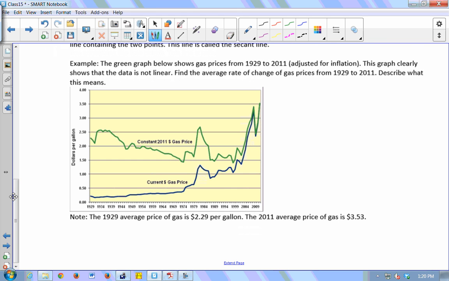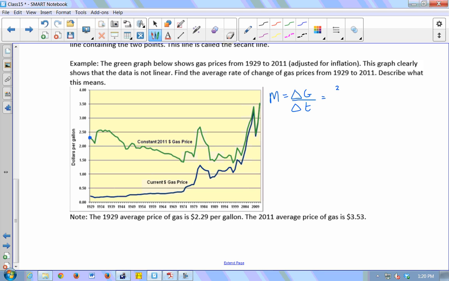Okay, so it's hard to tell what this says. That price is somewhere between $2 and $2.50. So I told you it's $2.29. The same place where I found this graph, they had a big long table with all the data points in it. So that was $2.29, and in 2011, it's $3.53. Okay, so my slope is going to be change in gas prices over change in time.